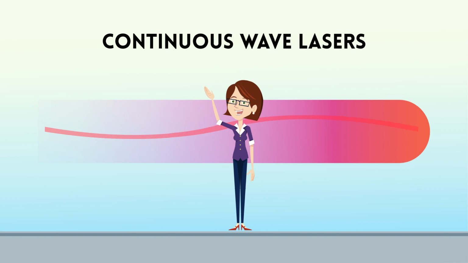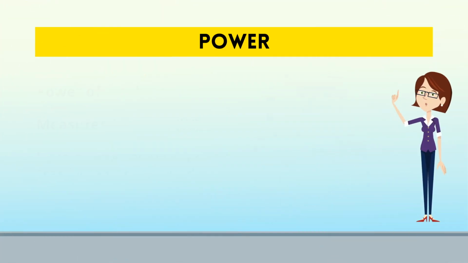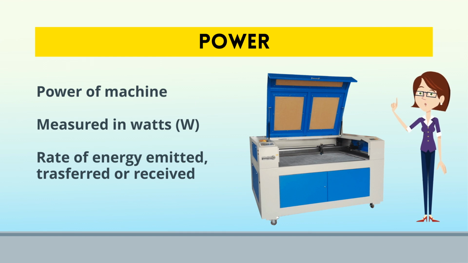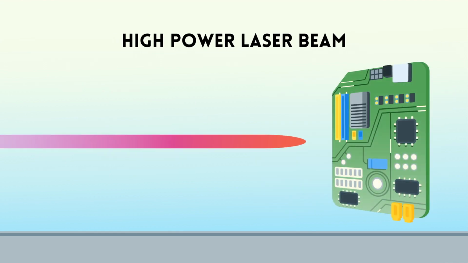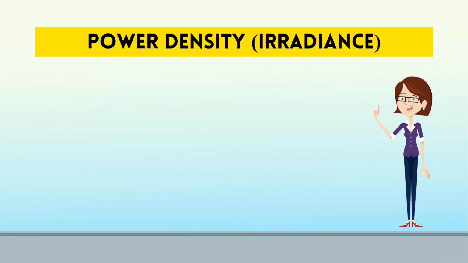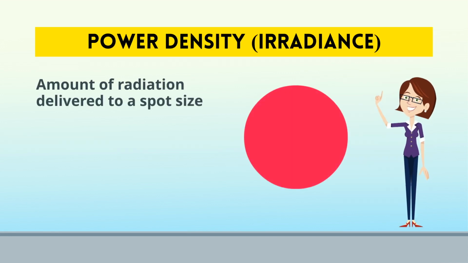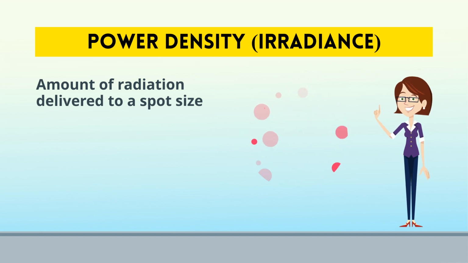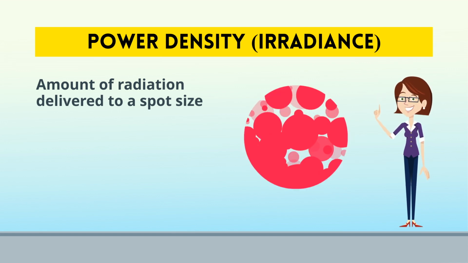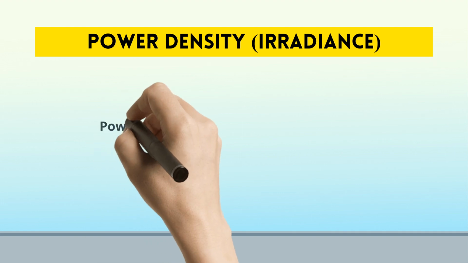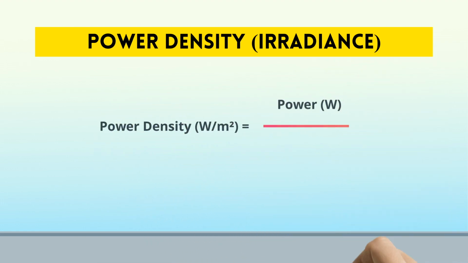Going back to continuous wave lasers, let's talk about the first parameter, power. This refers to the power of the machine and is measured in watts. It indicates the rate at which energy is emitted, transferred, or received. Light absorption and interaction occurs when a high power laser beam hits a material. Next is power density, or irradiance. It measures the amount of radiation delivered to a specific spot size on the skin. We can calculate the power density by using the equation power density equals power over beam area.